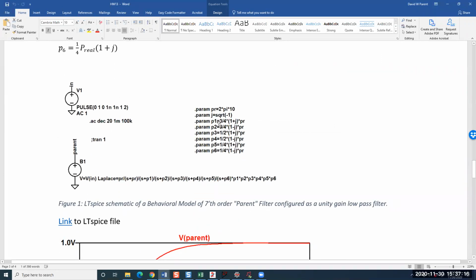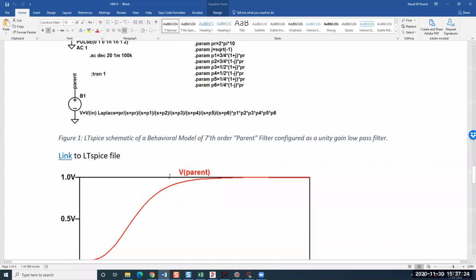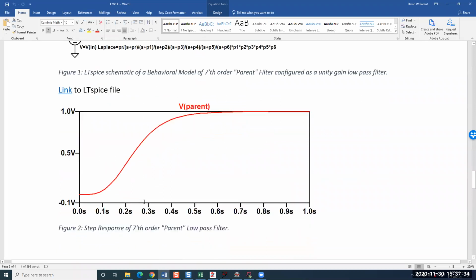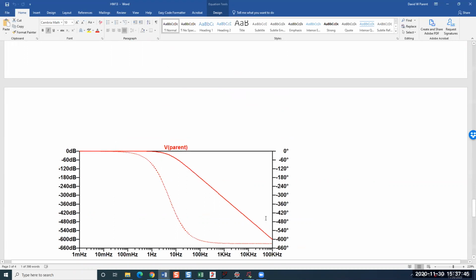But you can put it all into LTspice, where here are my poles. You can download the file. And then here's a transient response of that. Now, of course, I would only do the low pass, because low pass from the Laplace works fairly well. But here is the Bode plot, which will be pretty accurate.